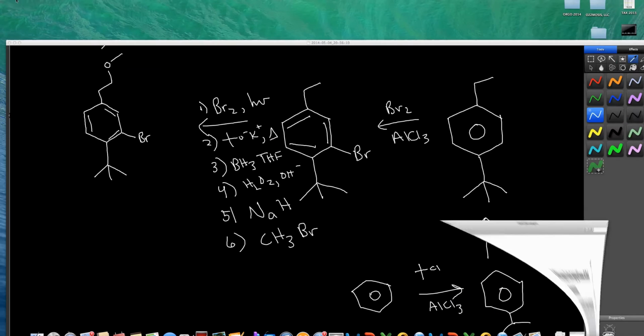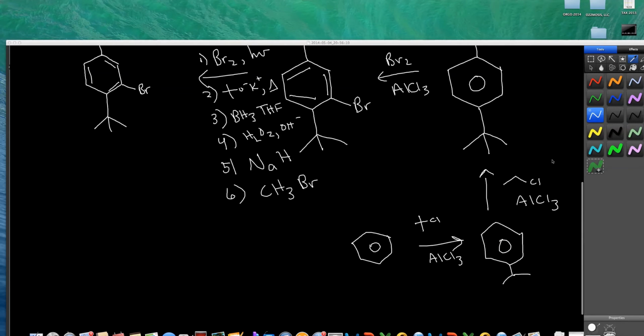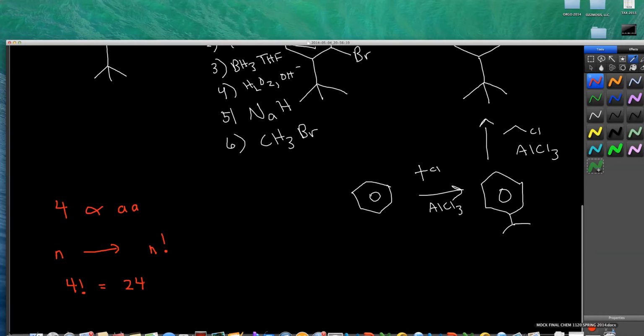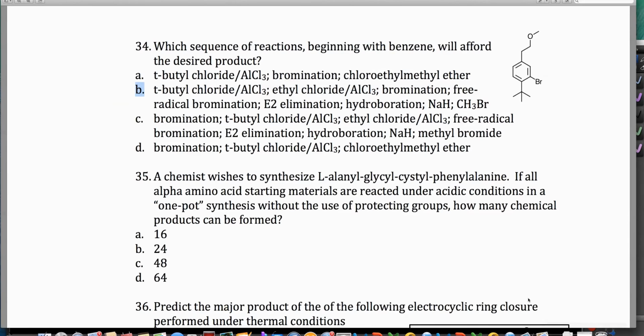Number 35, we talked about doing peptide synthesis and some of the inherent complications with peptide synthesis. And so if I have 4 amino acids, these amino acids can, if I have n amino acids, there are n factorial different products. So 4 factorial would equal 20 for us. Simple mathematical problem. And so the best answer for 35 is going to be B.